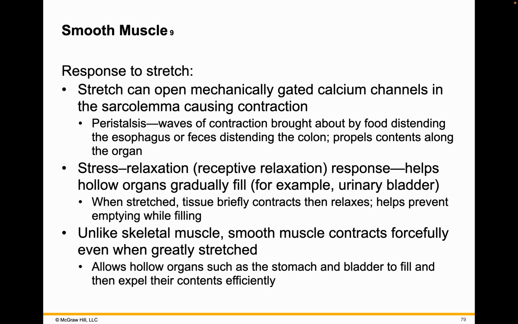Stretch can open mechanically gated calcium channels in the sarcolemma, causing contractions. We see this in peristalsis. Stress relaxation response helps hollow organs gradually fill, like the urinary bladder. And unlike skeletal muscle, smooth muscle contracts forcefully even when greatly stretched.